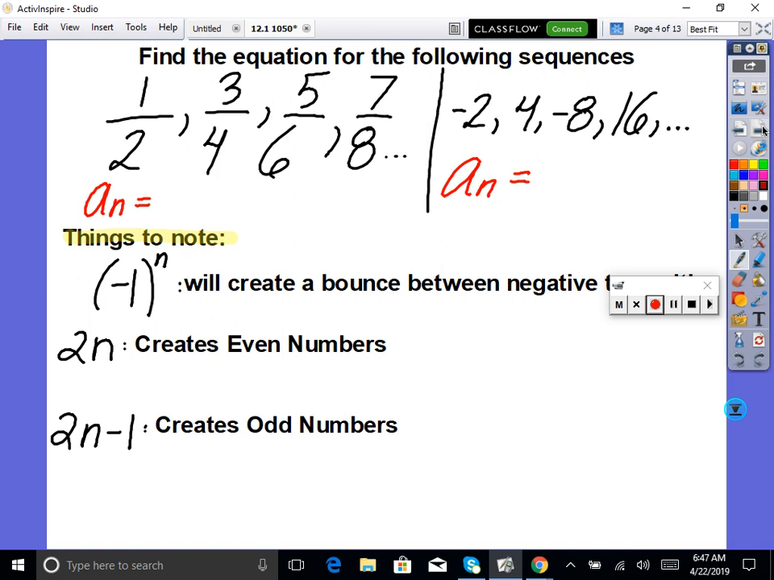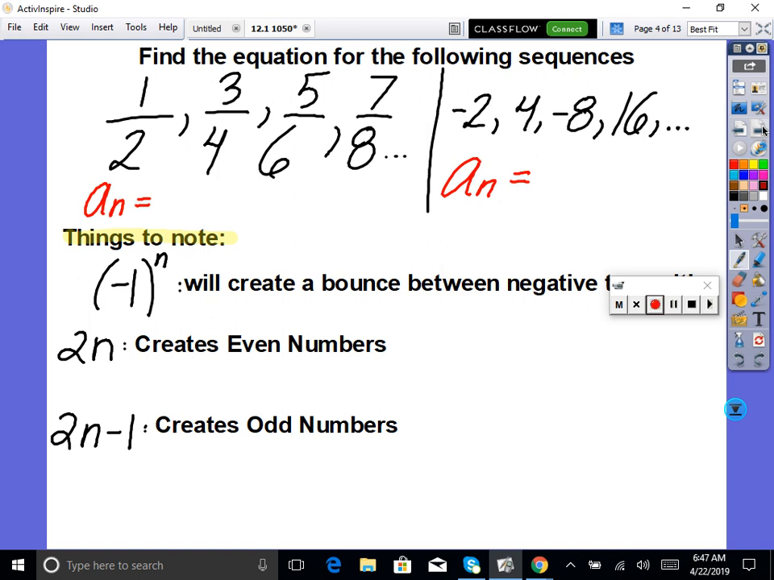2n will create even numbers. Now let's think about why that would work. Let's plug in a 1. What's 2 times 1? 2. Plug in a 2, you get 4. Plug in a 3, you get 6. You guys see how the 2 is making us skip the odds? It's making it always be even.